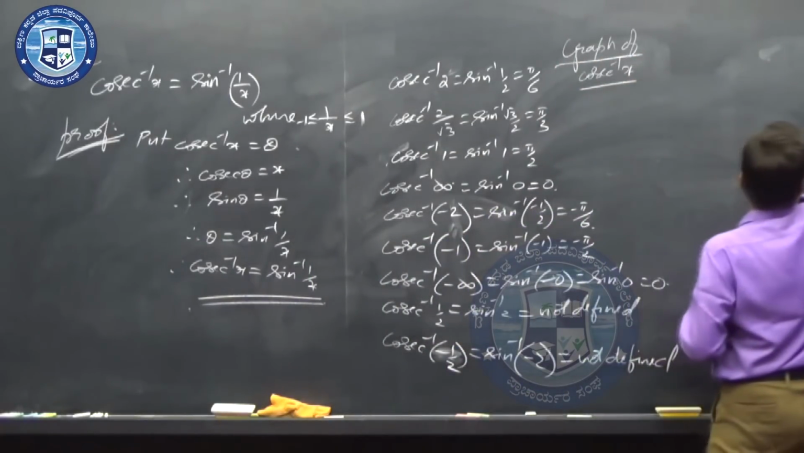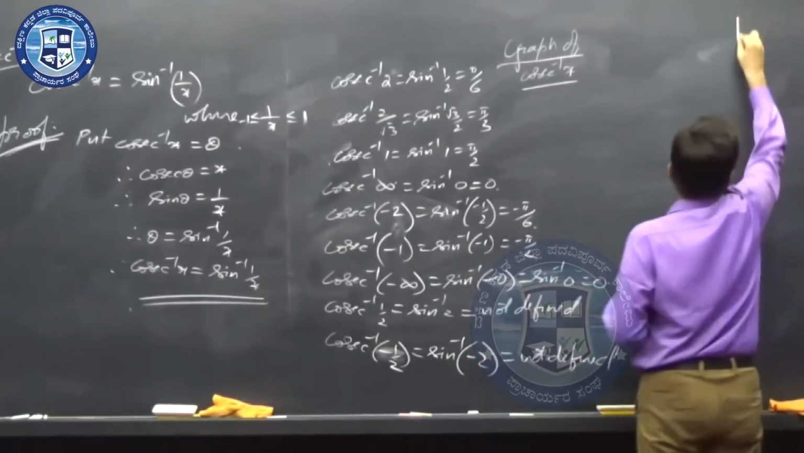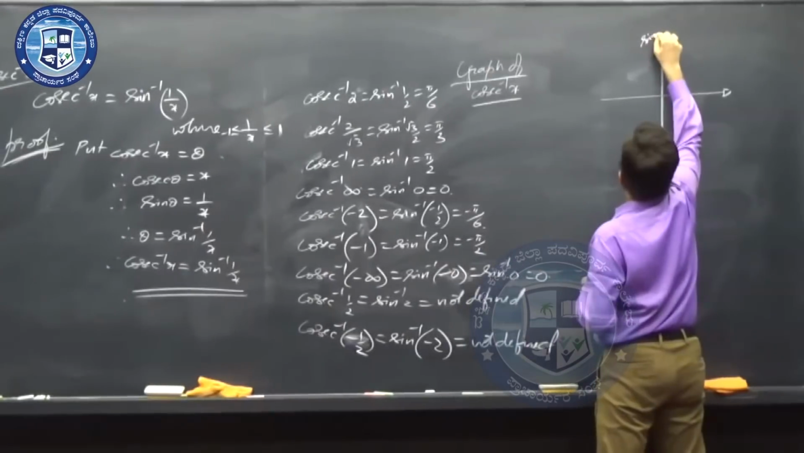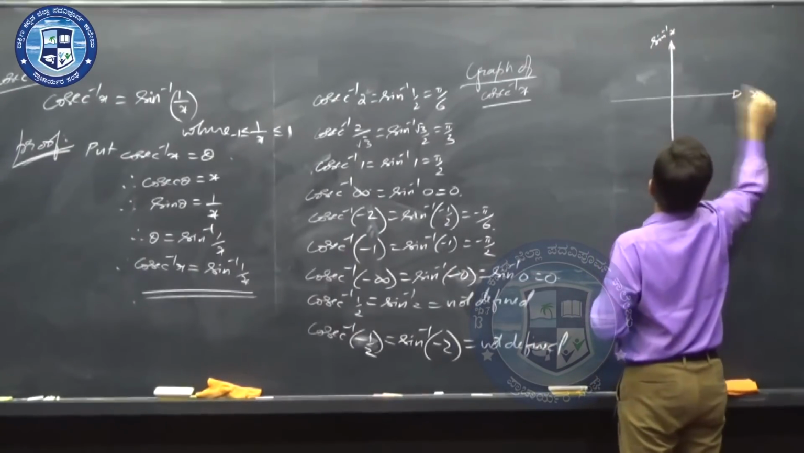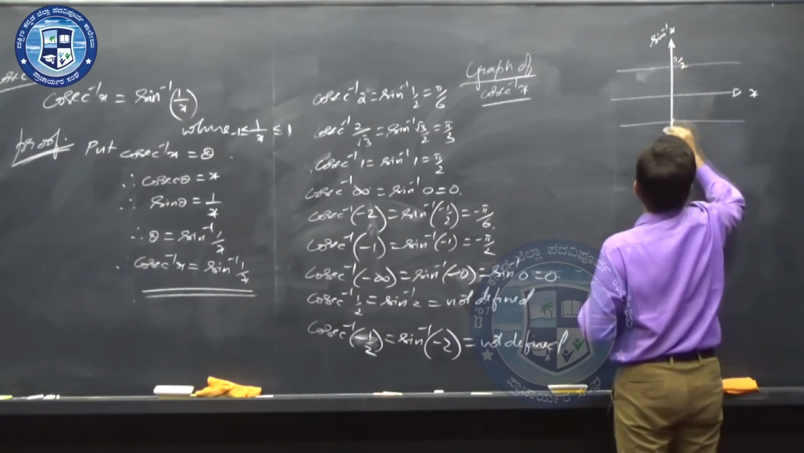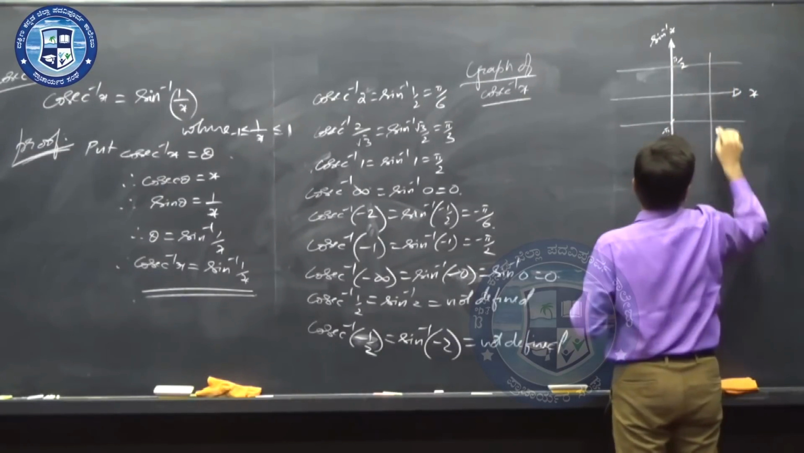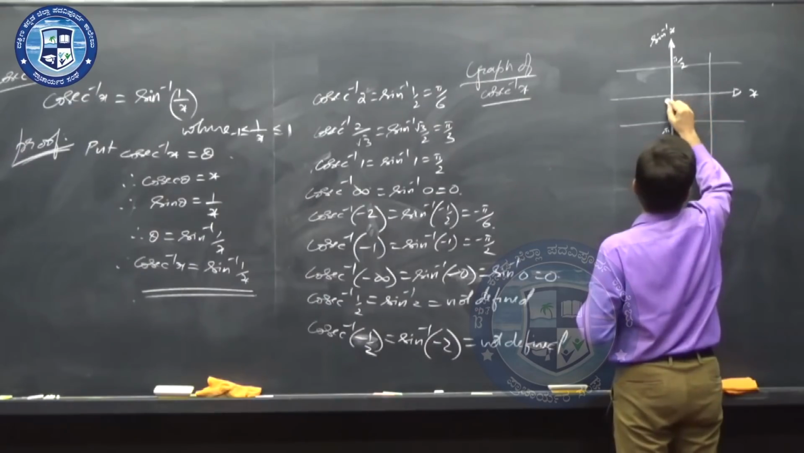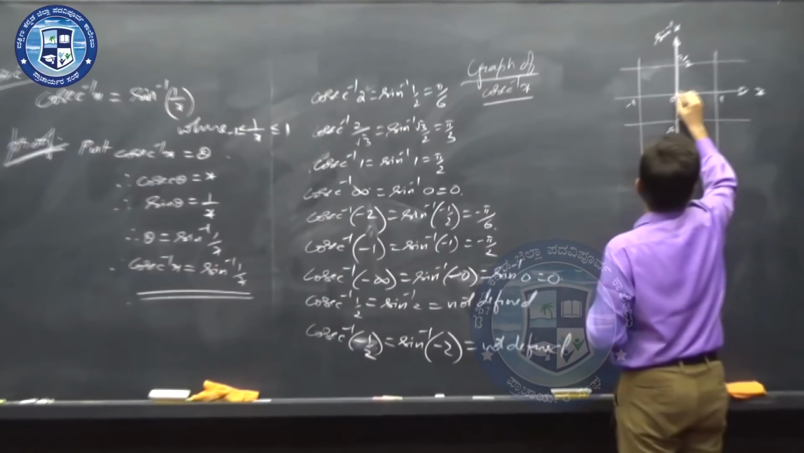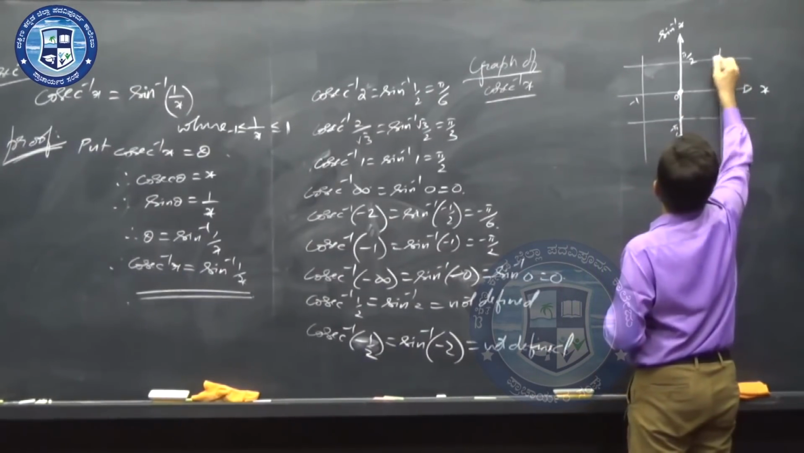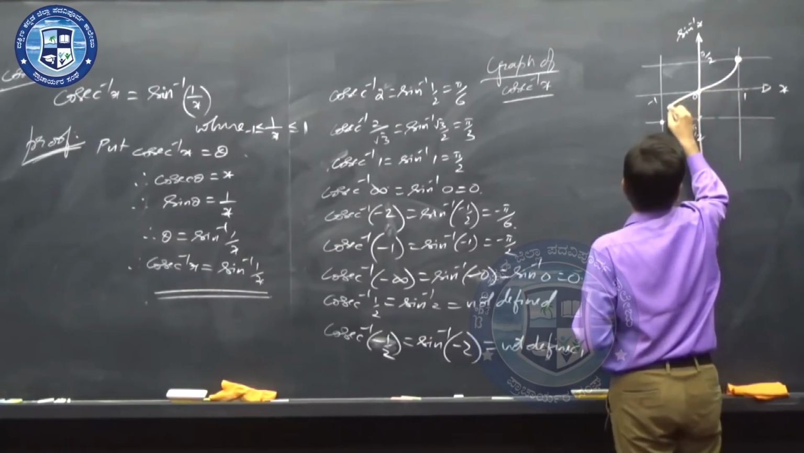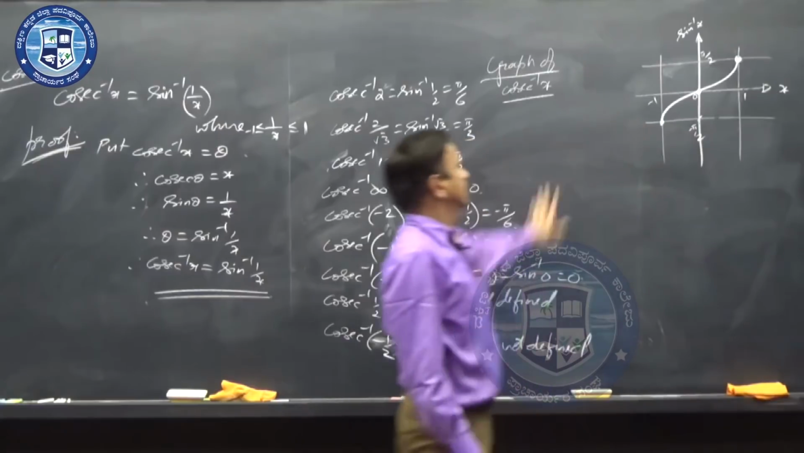Okay, sine inverse x, just recall the sine inverse x graph. A smaller graph, let me write sine inverse x, and this is x. Maximum value is 1, minimum value is minus 1, plus pi by 2, minus pi by 2. This is x = 0, x = 1, and this is x = minus 1. Sine inverse 0 is 0, sine inverse 1 is pi by 2, sine inverse minus 1 is minus pi by 2. This is the graph of sine inverse x, you know very well.